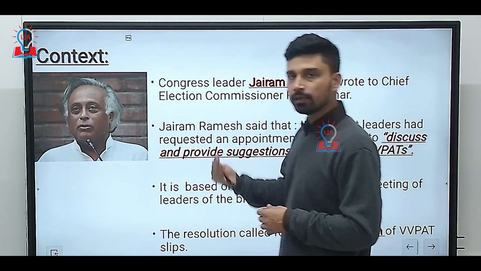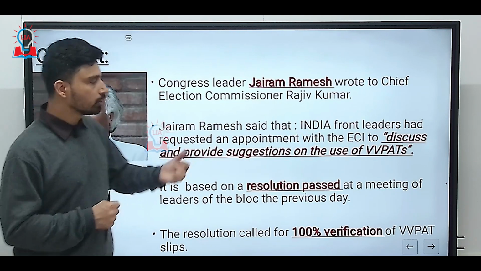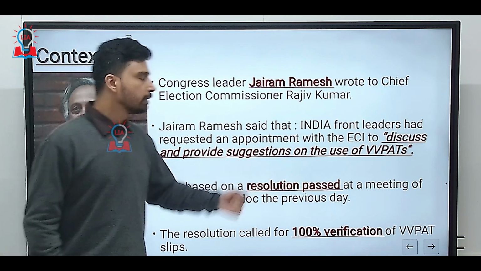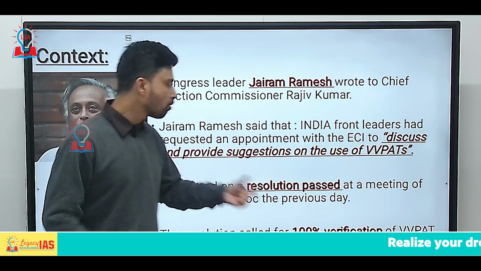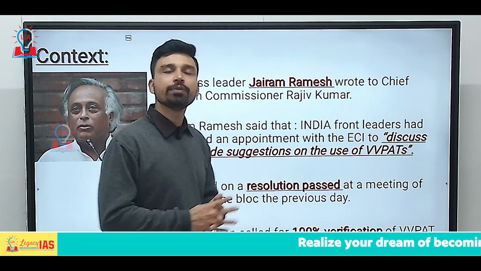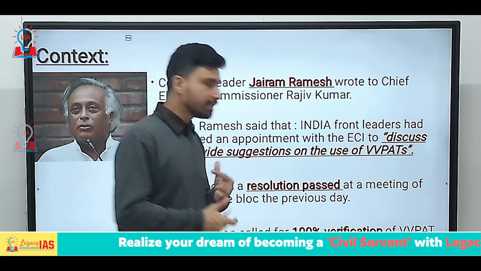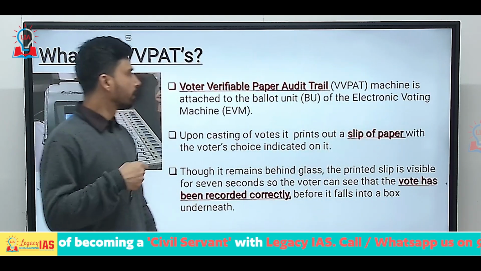Basically, this letter that Jairam has written to the Election Commission of India is based on the resolution that was passed in the meeting of the leaders of the bloc that happened in the last week of December. So the resolution has called for 100% verification of VVPAT slips. Now, what does the term 100% verification mean? We are going to discuss that while moving forward in this video.